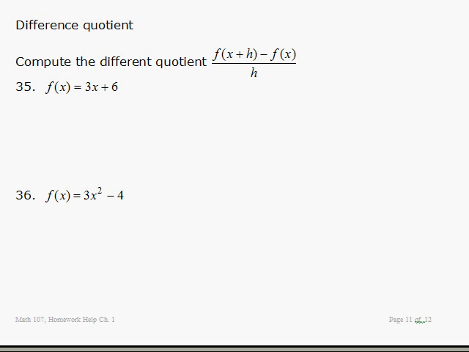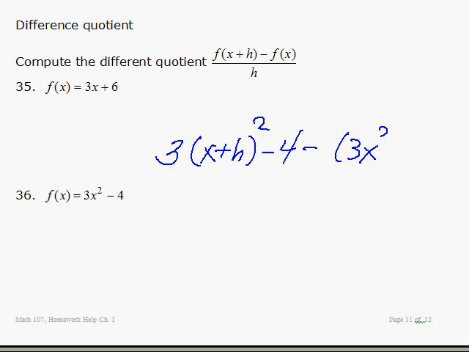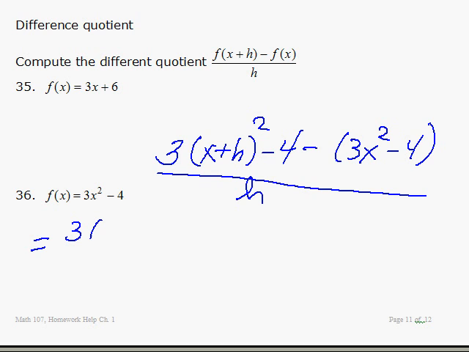This next one is a little trickier, but it's the same procedure. x plus h squared minus 4, subtracting the original function, all divided by h. Okay, what do I have to do with x plus h squared? I have to FOIL that. So I've got 3 times x squared plus 2xh.